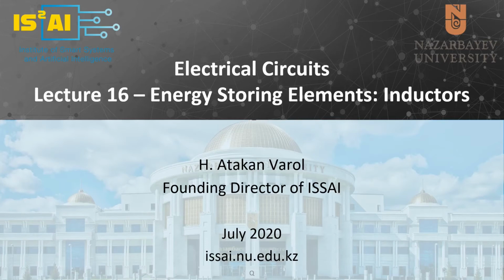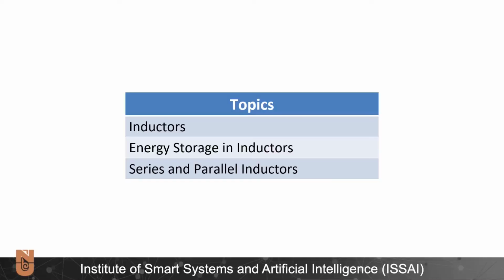Hello. Previously, we have covered the first energy storing elements for electrical circuits, which were the capacitors. And today, we will start covering our second energy storing elements for electrical circuits, which are the inductors. After learning the constituent relationships for current through and voltage over an inductor, we will learn the energy storage in inductors, and afterwards we will learn how to find the equivalent inductance value for series and parallel inductors.